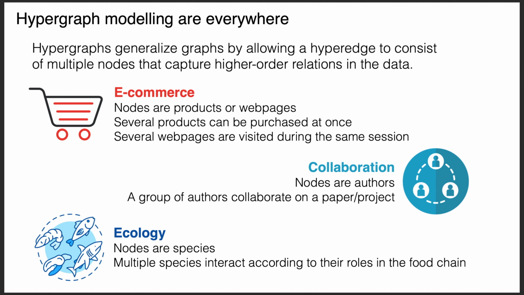data. For example, in e-commerce, where nodes are products or web pages, it is common to see that more than two products are purchased at the same time, or usually we see that a number of web pages are visited during the same session. In a collaboration network where nodes are authors, it is also common to see that a group of more than two authors collaborate on a paper or project. Finally, in ecology, where nodes are species, we usually see that multiple species interact according to their roles in the food chain. All of these are naturally modeled by hypergraphs.